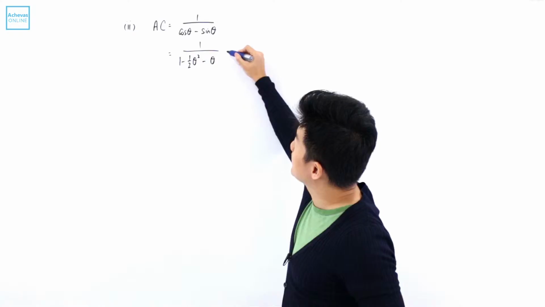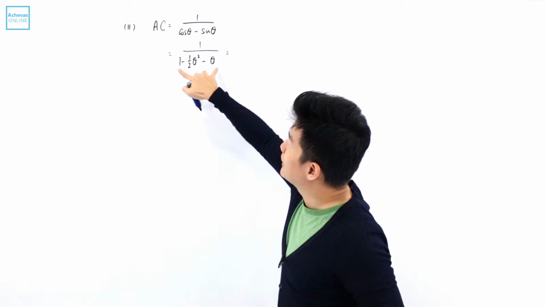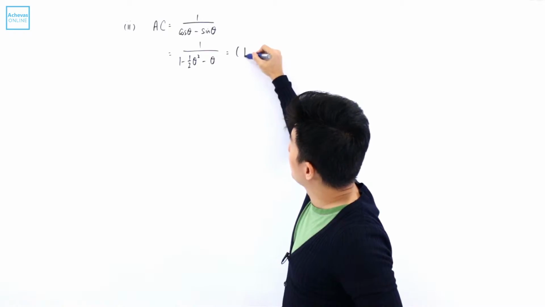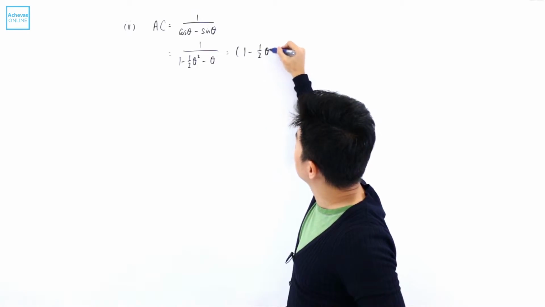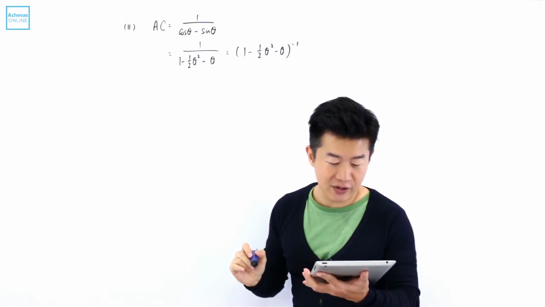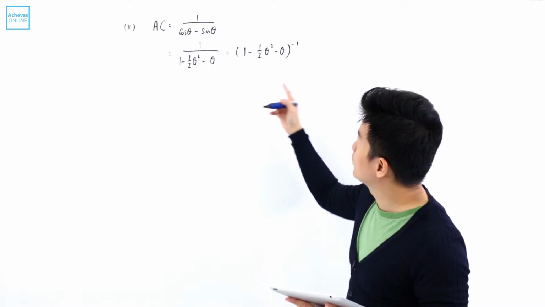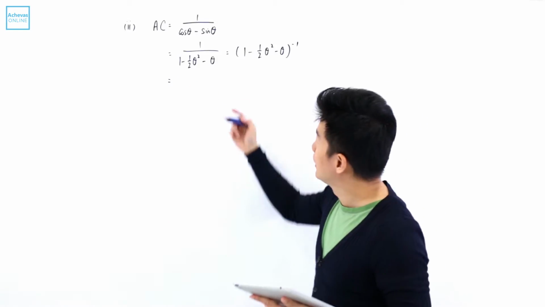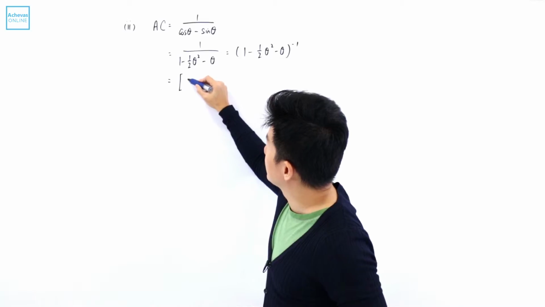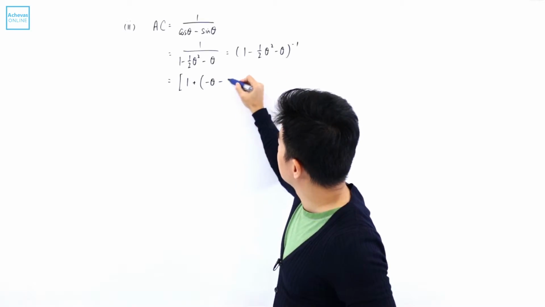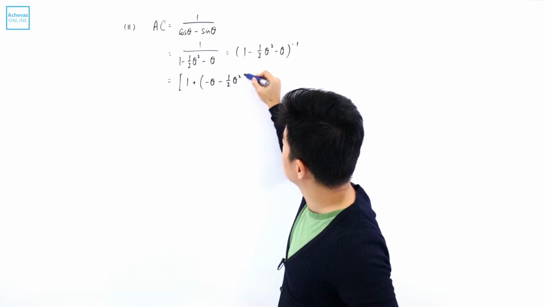So what we are going to do is re-express this by bringing the denominator up into the numerator, which means it is going to be 1 minus 1 over 2 theta squared minus theta to the power of negative 1. Let me try to re-express this, then we will apply the binomial expansion. So I'm going to rewrite it as 1 plus, this is minus theta minus 1 over 2 theta squared.